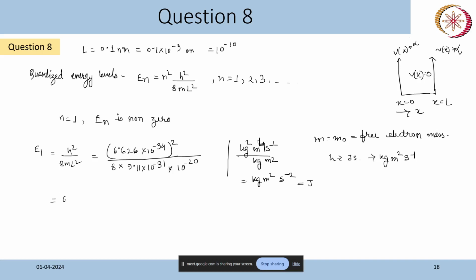So this is 6.024 into 10 to the power minus 18 joule.